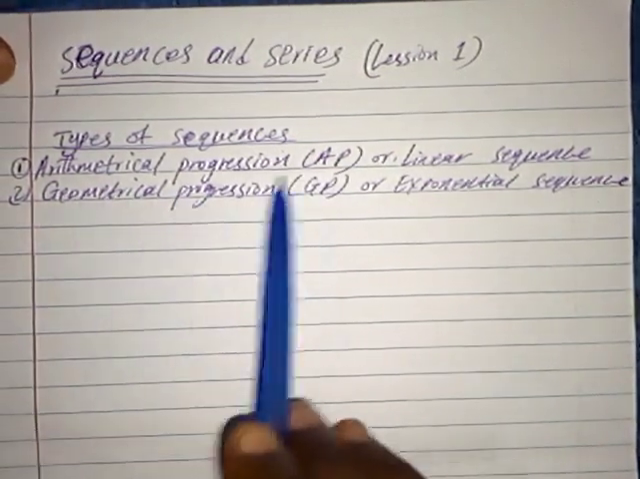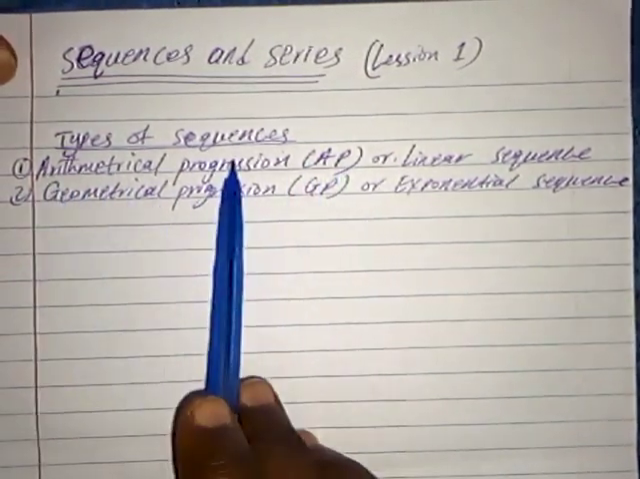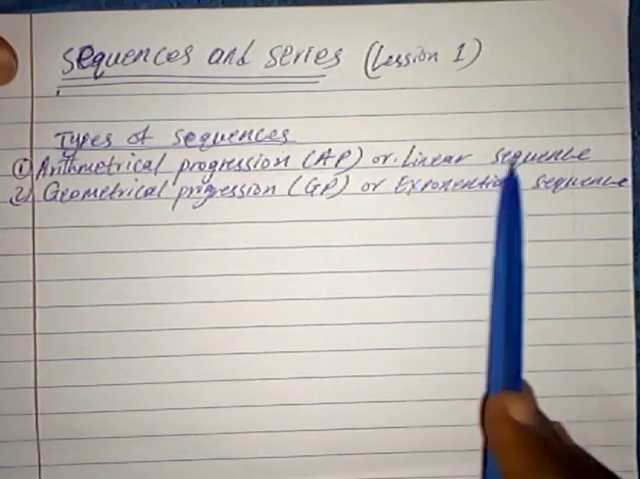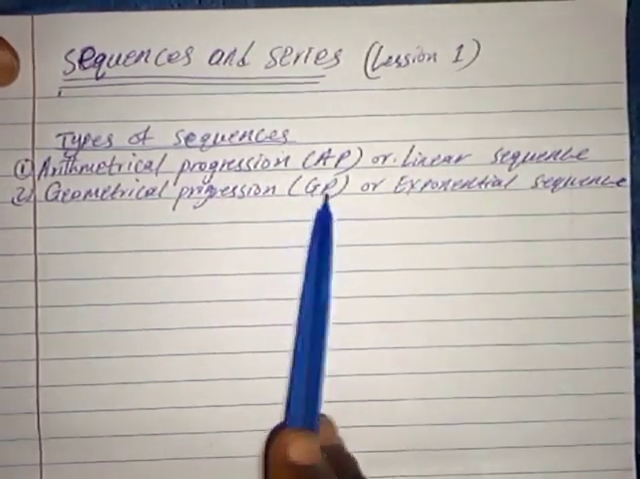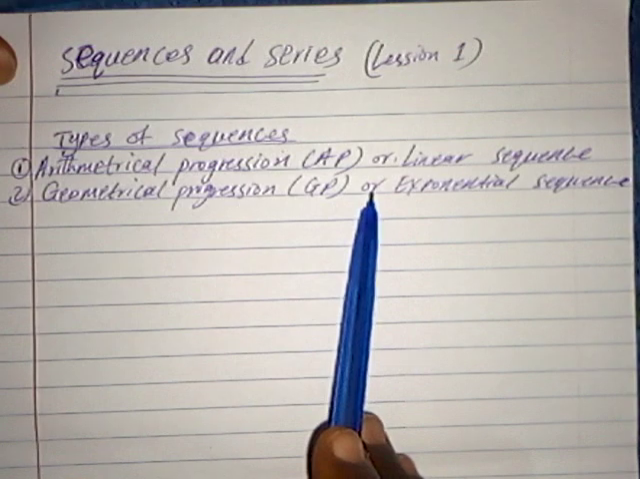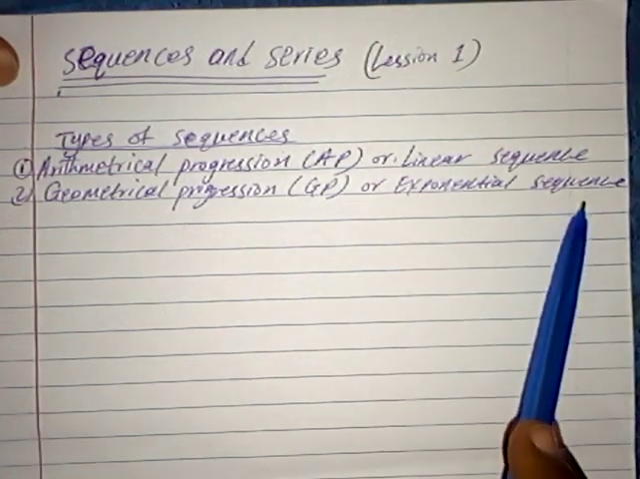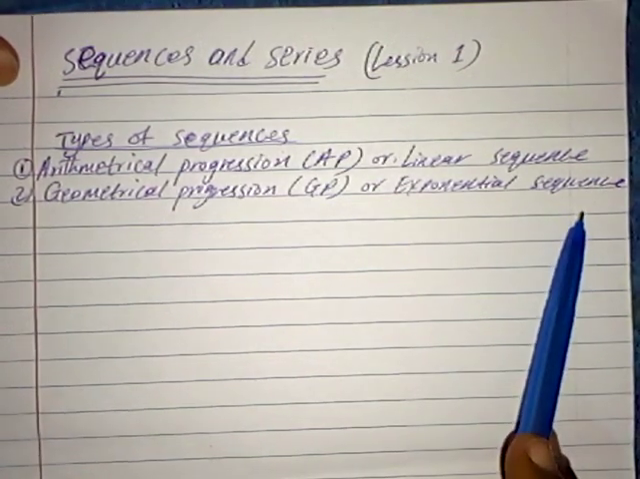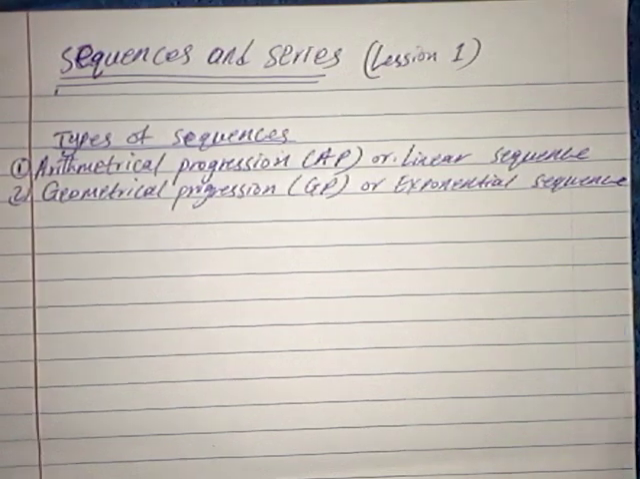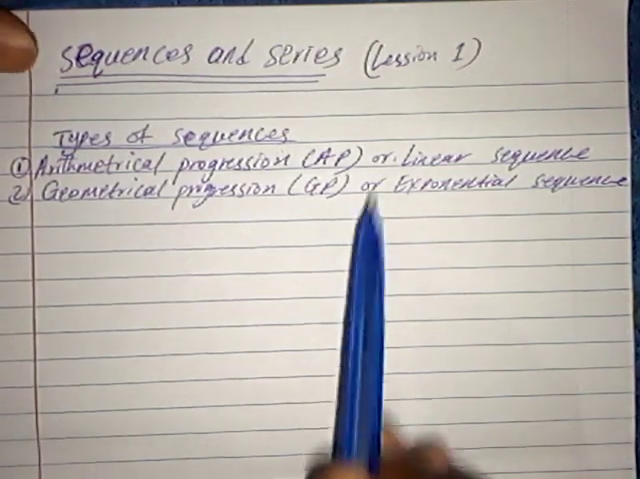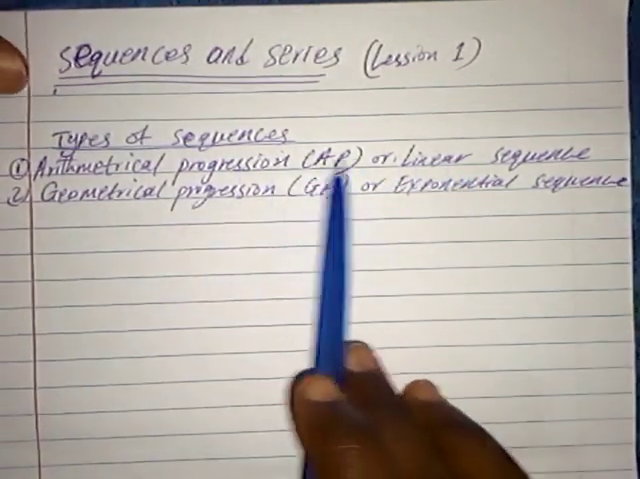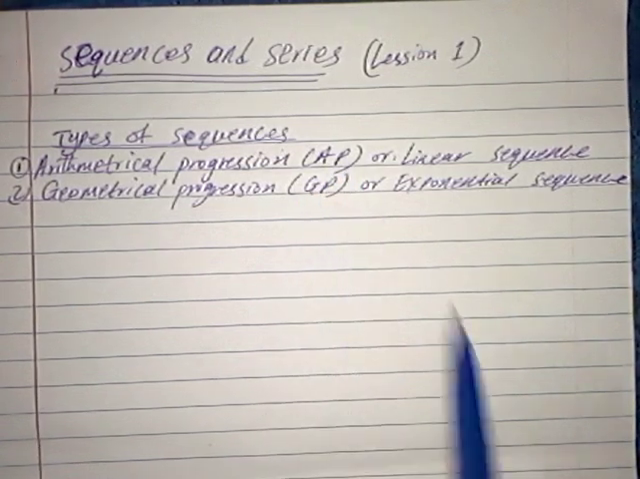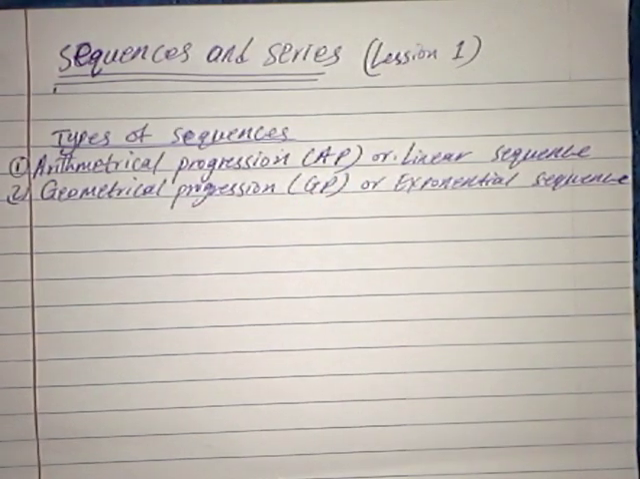So anytime you see AP, it means arithmetic progression, or linear sequence. Anytime you see GP, it means geometric progression or exponential sequence. Is it understandable? Good. Because as time proceeds, we'll be addressing these as AP or GP. That's how we'll be addressing them. I hope it's clear. Please take note.